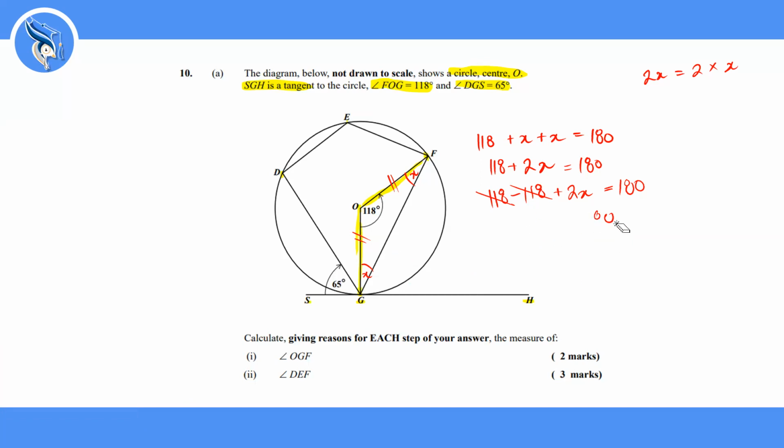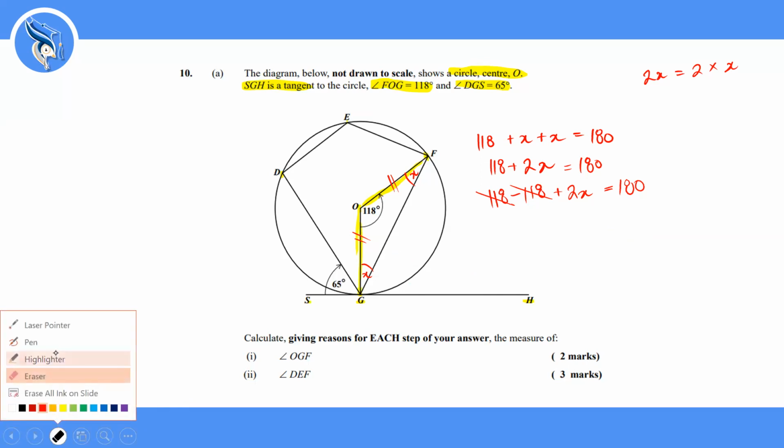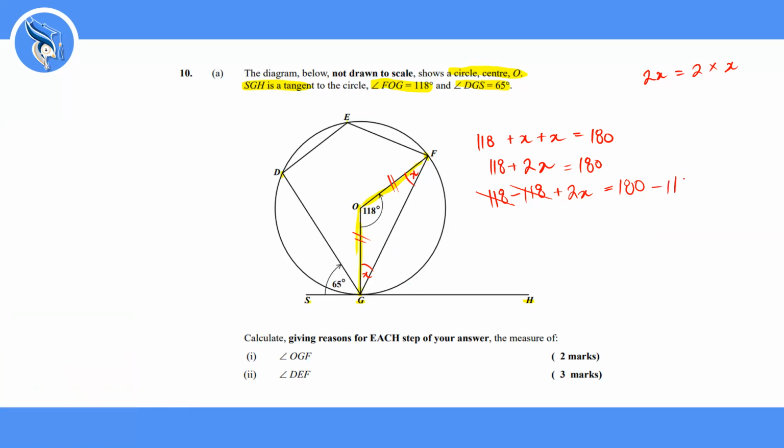Let's go back up. I forgot to subtract 118. So 180 minus 118. So 2X is equal to 180 minus 118, and that's 62. Now we're talking. Now we're going to divide through by 2, now that we fixed that error. 2 into 62 is 31. So X is equal to 31 degrees. So see how it's easy to slip up?